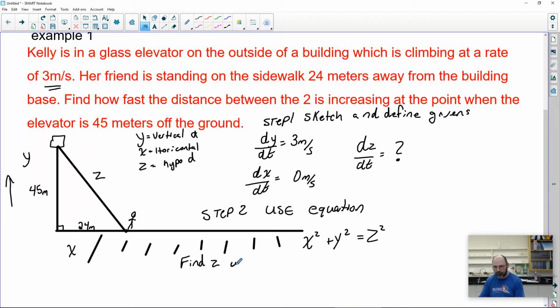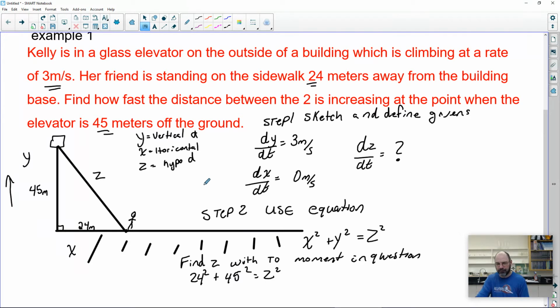with the moment in question, which is when the elevator is 45 meters above the ground. Okay, so this is 45, this is 24. What's z going to be? So we have to figure that out first. So 24 squared plus 45 squared equals z squared. So that will give us our moment for z. It's not a 2, that's a z.